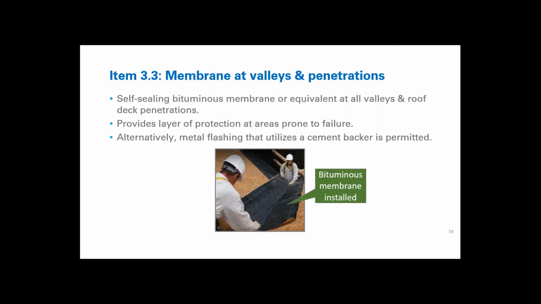This is really just experience that's taught us this. You've probably heard of a home with a failure here. It's important to provide this extra layer of protection. This membrane should first be installed directly on the roof sheathing, as demonstrated in this image, and an alternative option builders have is using metal flashing with a cement backer. This will meet the same intent of protecting these vulnerable areas on the roof.